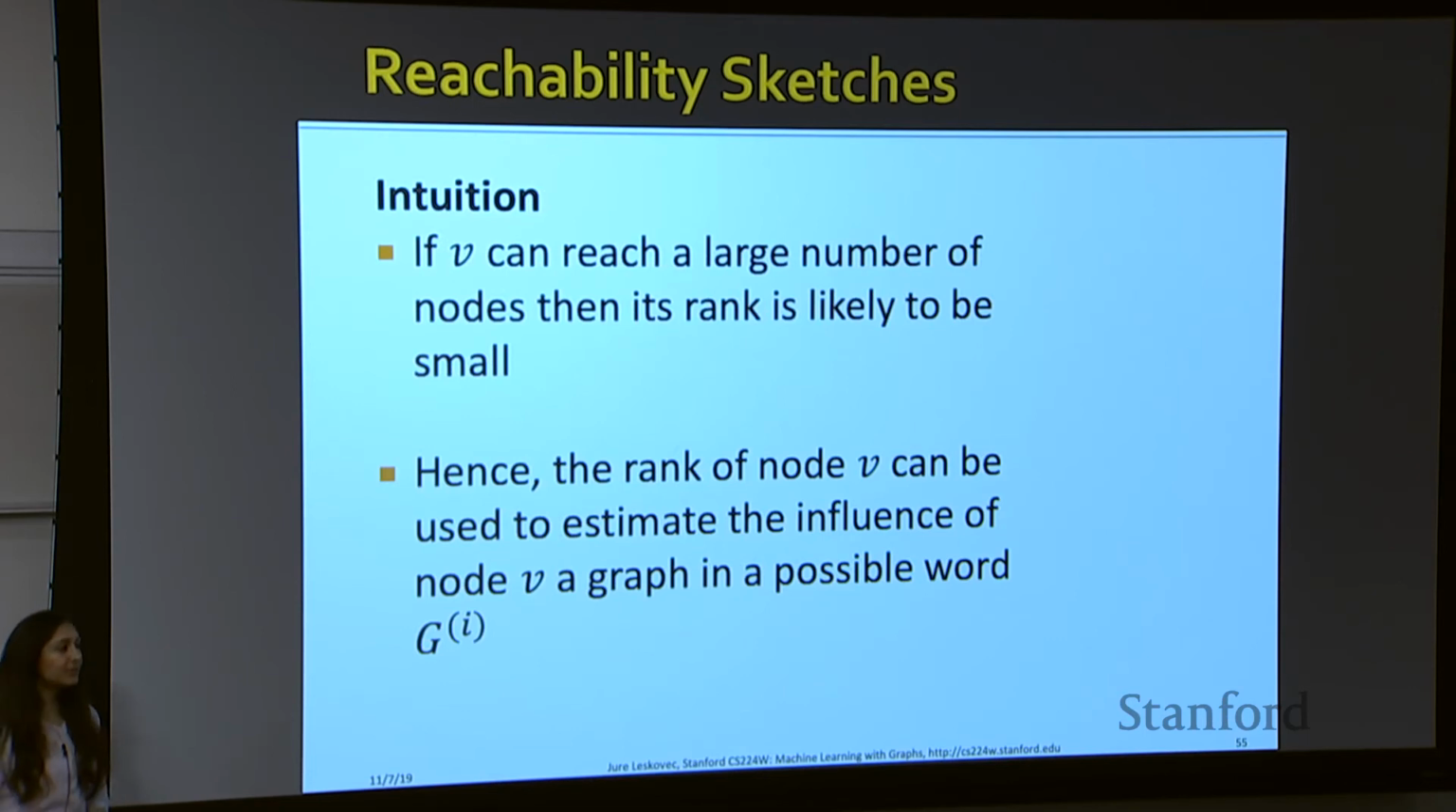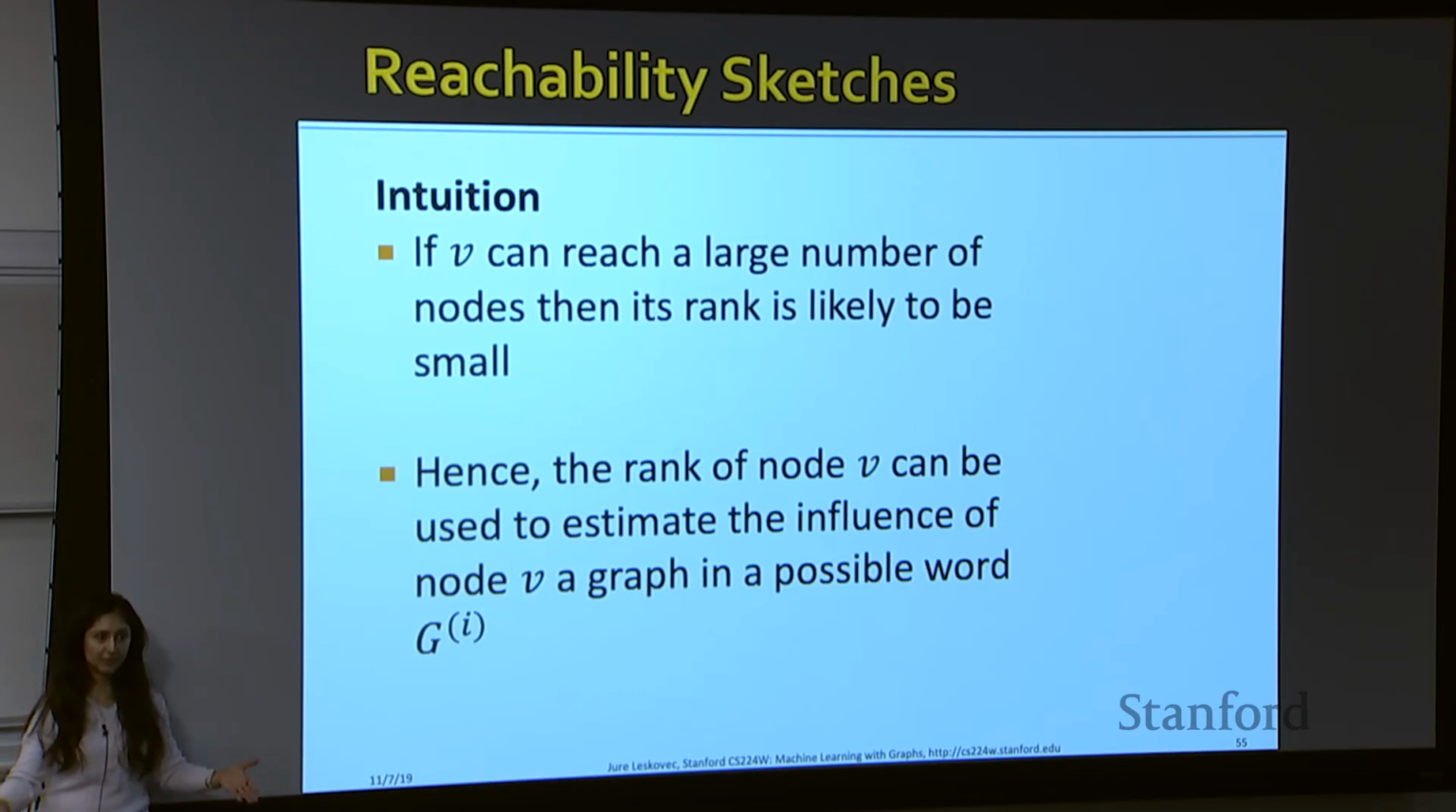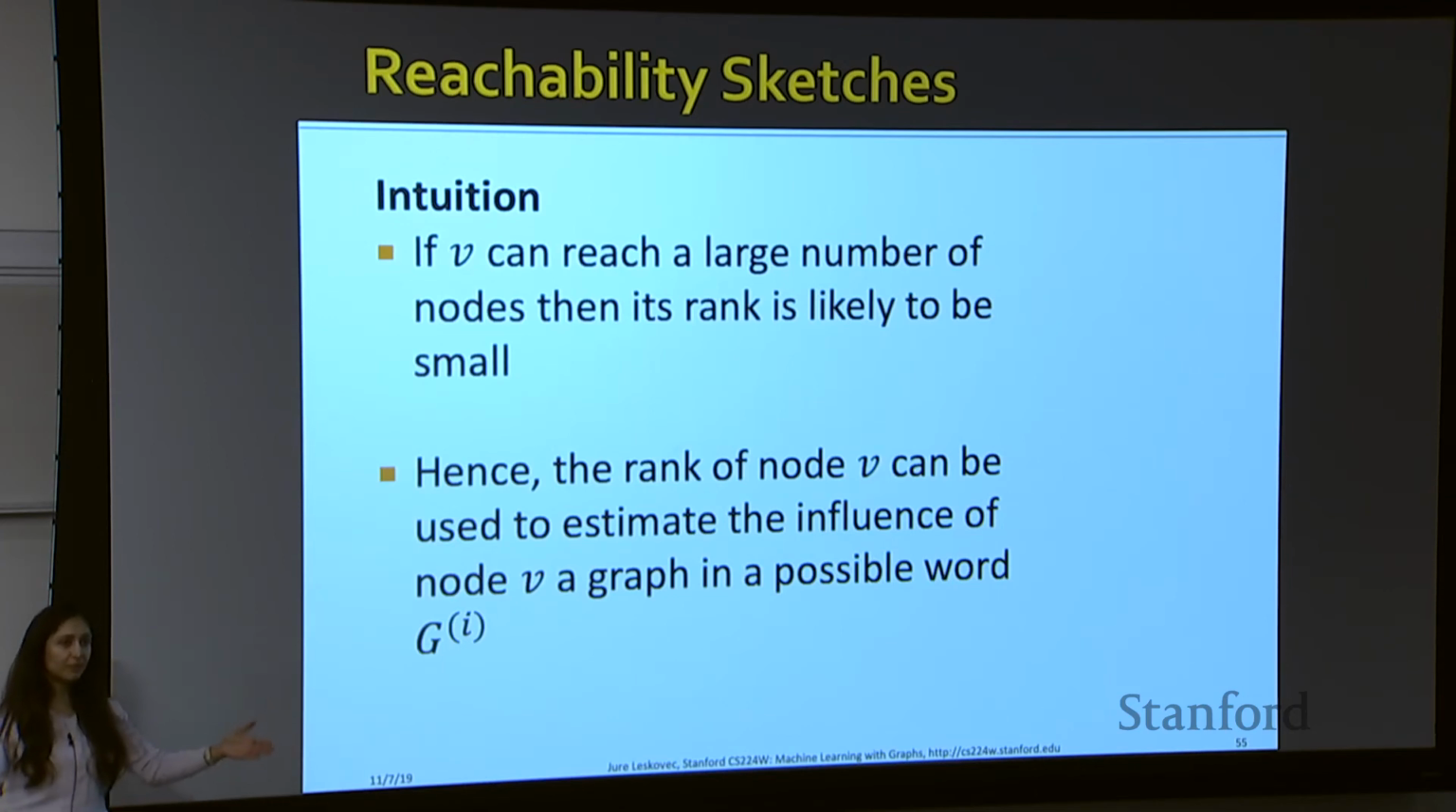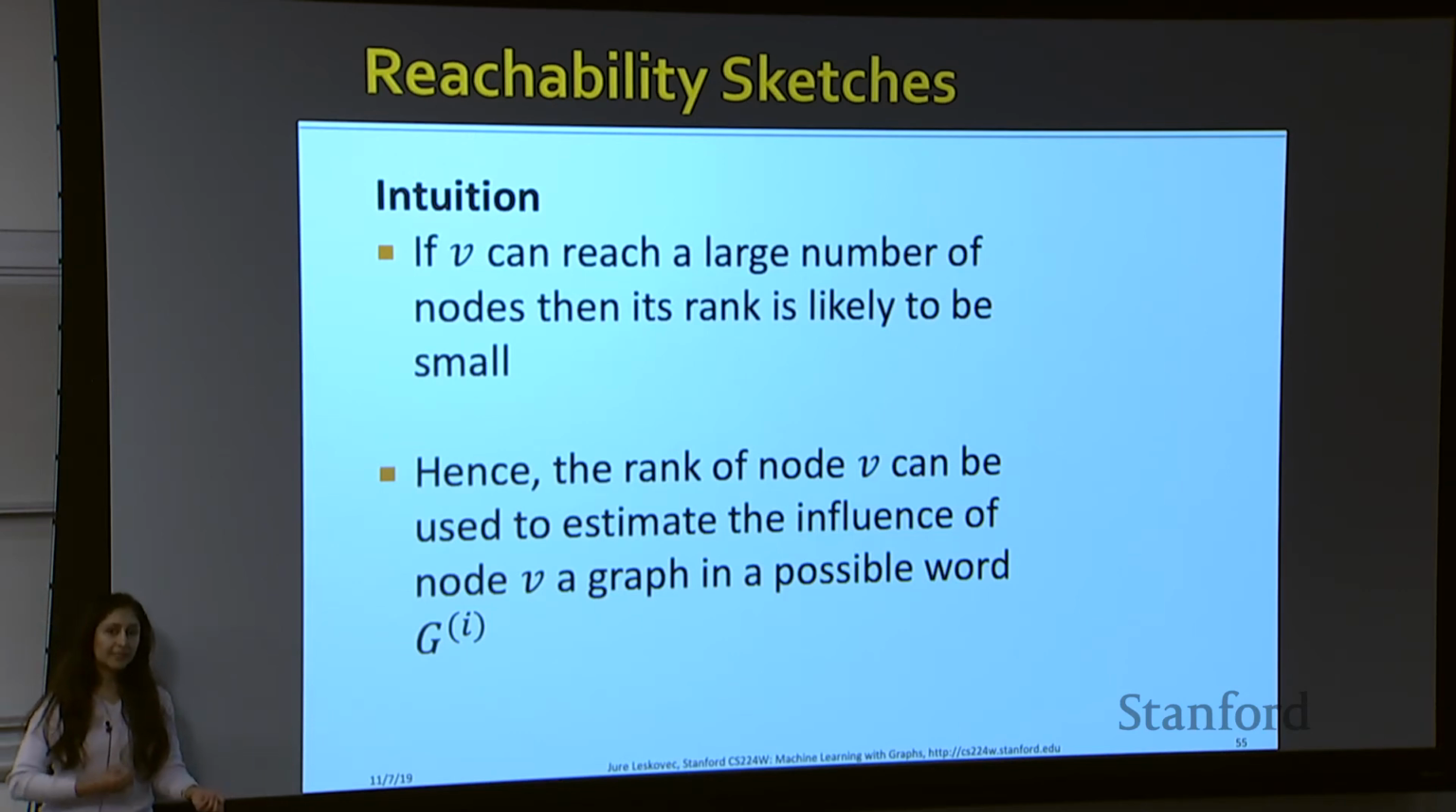And the intuition is that if I'm influential, if I can reach a lot of people in this network, then my number should be small, because there is a high chance that among the a lot of people that I can influence, somebody at random has a small number. So the smaller number that I have, this means that I'm more influential.